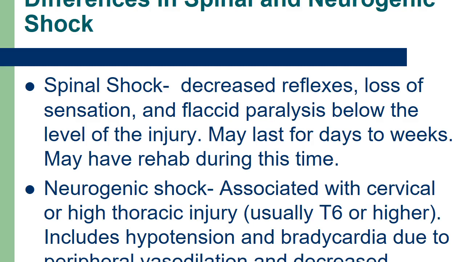I'm going to tell you a story about what this looks like with somebody in neurogenic shock when we're in class. But there is an interruption in that sympathetic nervous system, and the body's unable to regulate itself like it normally would. So we have that vasodilation, the blood pressure is going to go down, and they have severe bradycardia, and a patient can die from this.